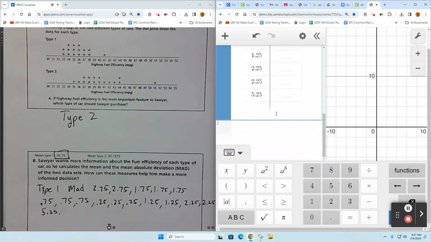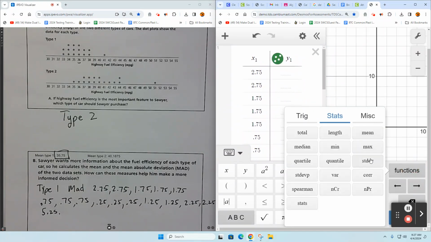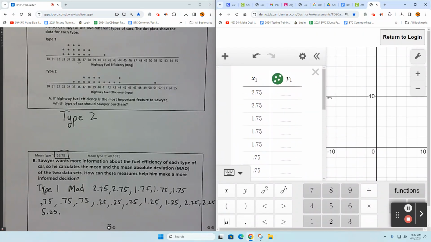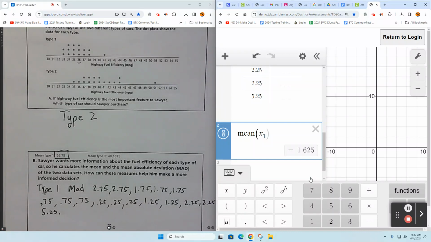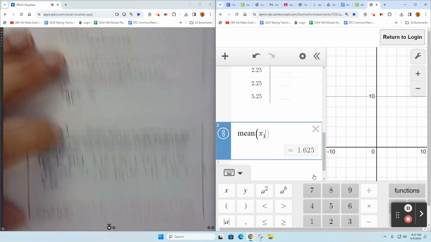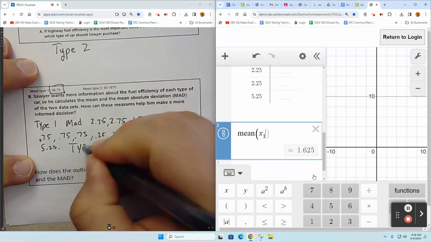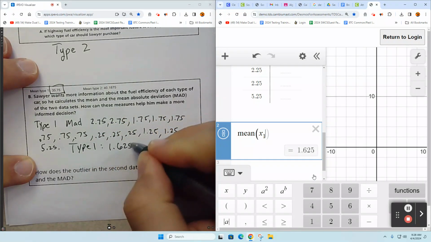Bye. All right. Now, what I can do is hit that function button. I can go to mean, and I can say I want to find the mean of x1. So then I just type in x1, and boom, it spits out the mean. In this situation, that mean is really our MAD. So my MAD for type 1 is 1.625.